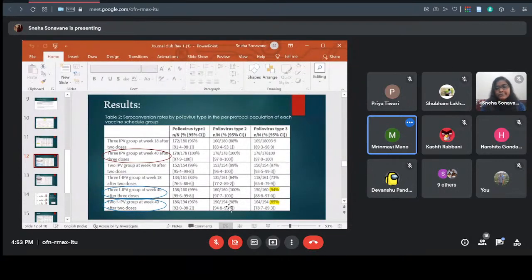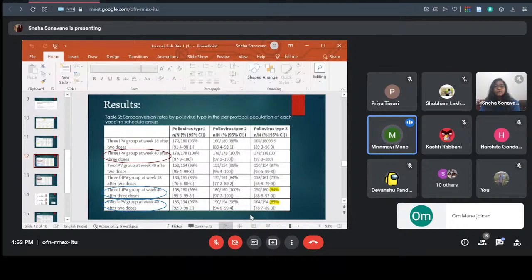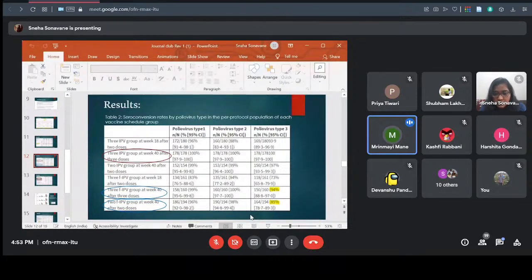Okay, so comparing the 3 IPV group after 2 doses and the 2 IPV group after 2 doses, which means in the 2 IPV group, we administered the vaccine at the 14th and 36th week of age, and in the 3 IPV group, we administered the first 2 doses at the 10th and 14th week, higher seroconversion rates were observed when the vaccine was administered in a delayed schedule, that is at the 14th and 36th week of age as compared to the 10th and 14th week of age. Similarly, the same results were obtained when fractional IPV was used.